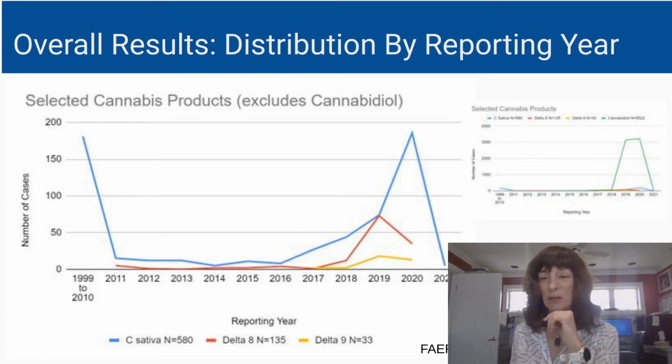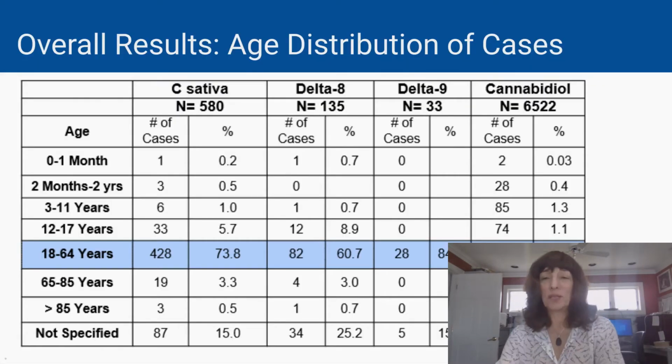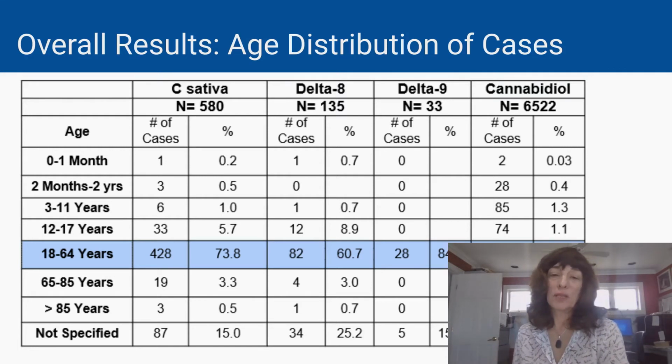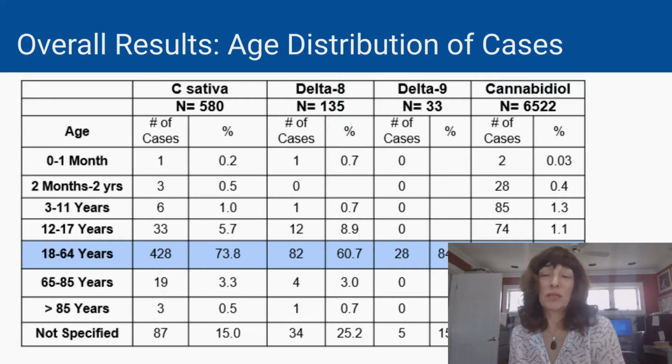I'd like to just point out you start to see an increase in the cases just around the approval of the hemp farm bill. And then the delta-9 cases. Okay, so this is the distribution by age. Most of them occur between 18 and 64 years of age, but I'd like to point out to you under the delta-8 column, there are 14 cases of underage exposure.